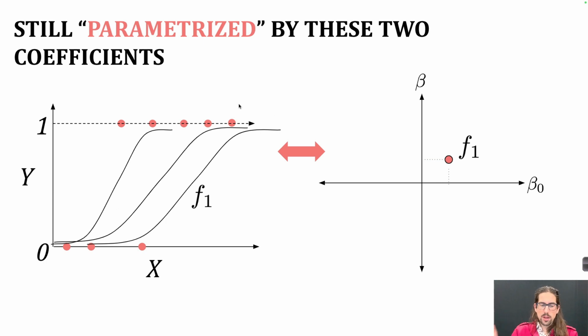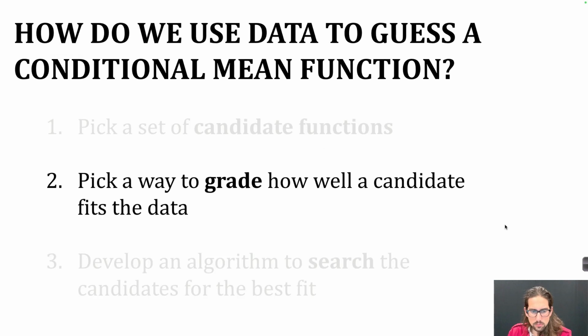We've boiled down all possible functions to just these kind of S curves. And yes, that's a limitation. But what that buys us is that we can describe every one of these S curves with just these two numbers, this slope and this intercept. So we can draw a point here on the beta 0, beta 1 plane and say, okay, this particular f corresponds to the S shape that has this slope and this intercept. So that's our class of functions that we're going to be working with for logistic regression.